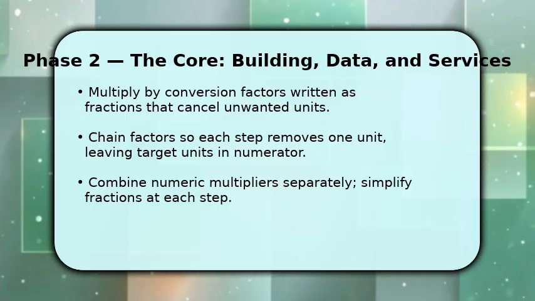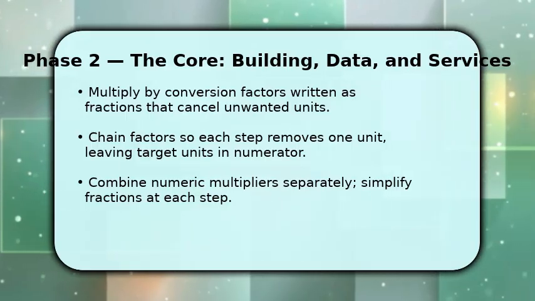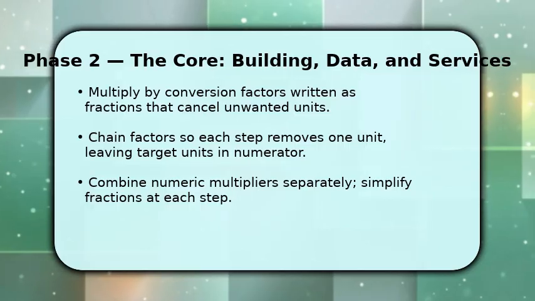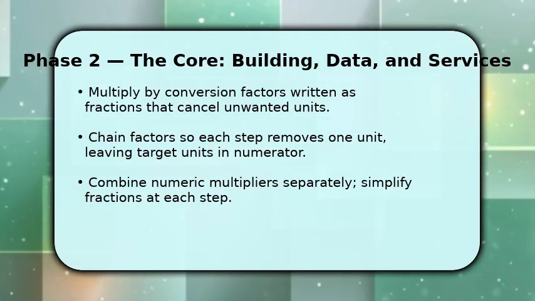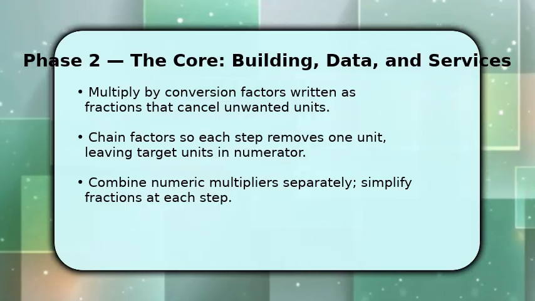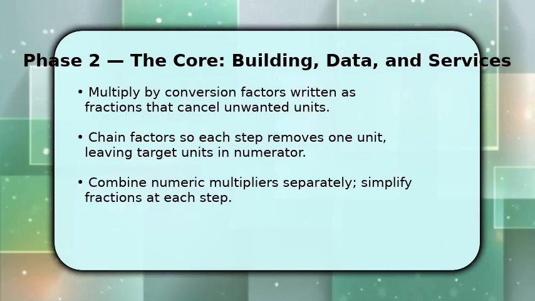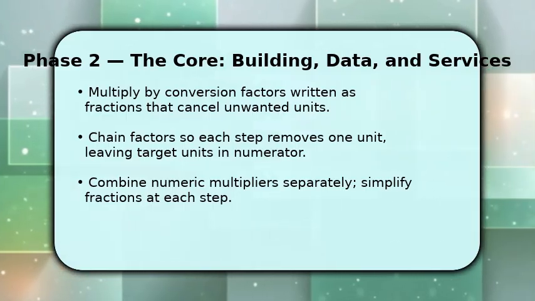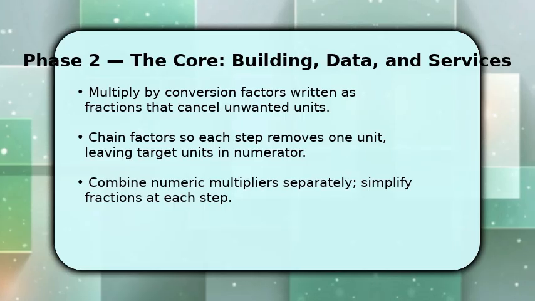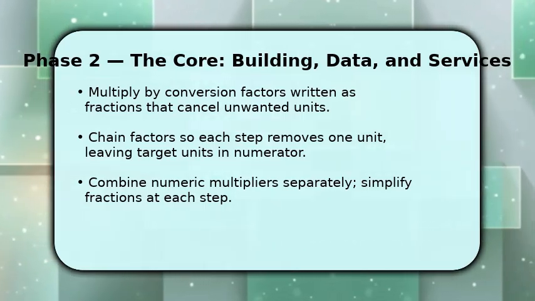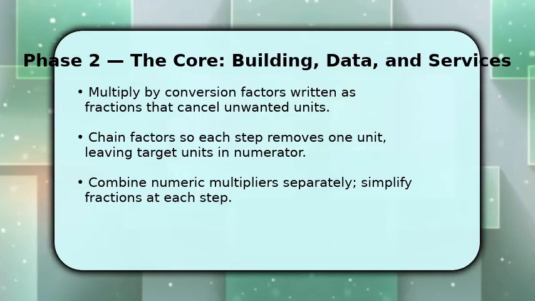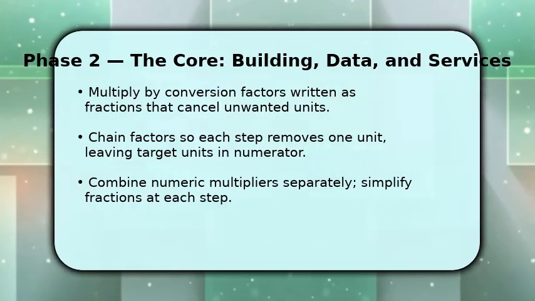For example, if converting cm to meters, use 1 m/100 cm so cm cancels. Once you've canceled one unit, proceed to the next conversion linking to the remaining units. Keep numbers separate from units and simplify fractions as you go. Use parentheses for complex multipliers and check intermediate units after each multiplication. This prevents mistakes and keeps you on the right path toward your final answer.